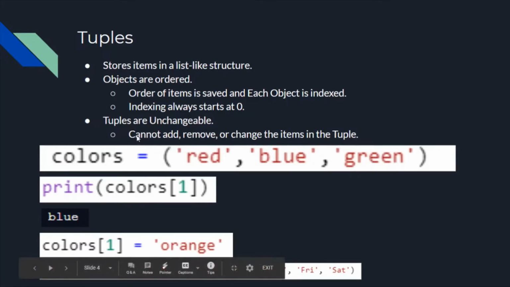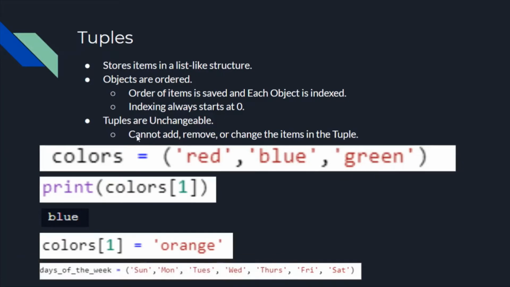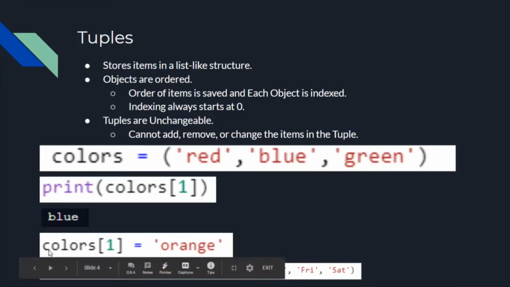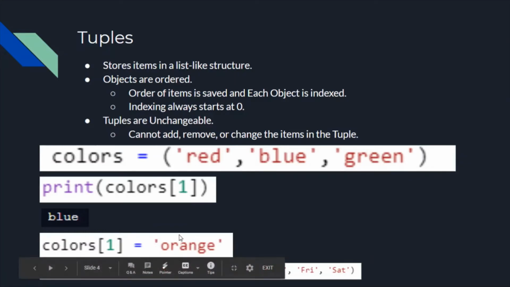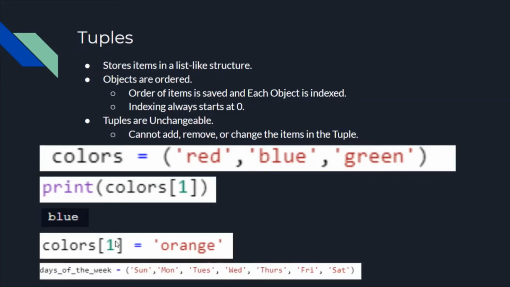However, tuples are unchangeable. So what this means is that unlike lists, we cannot add, remove, or change any of the items in the tuple. So if I try to, for example, like a list, refer to the name of the tuple and put inside of the square brackets the index number I'm trying to change, and then put the new object I'm trying to change that specific index to, I'll receive an error because tuples are unalterable.